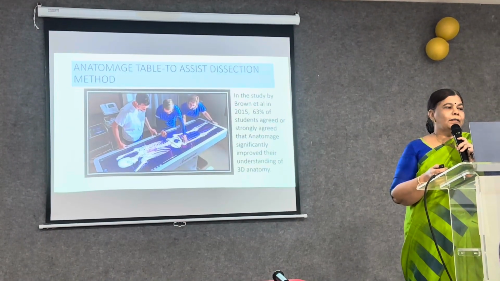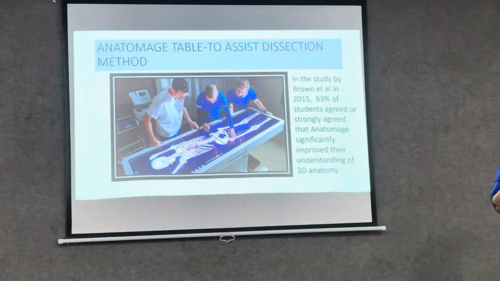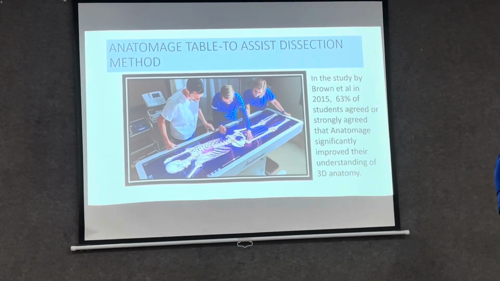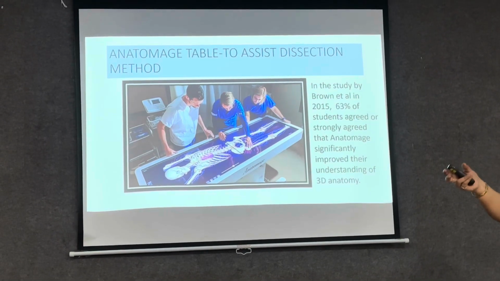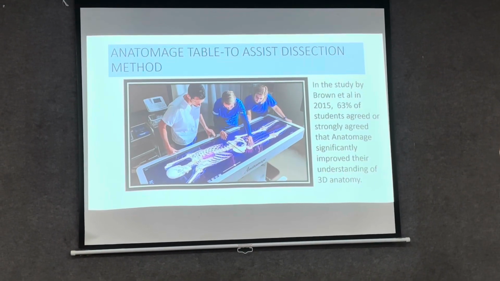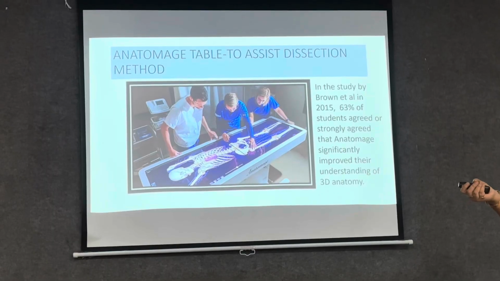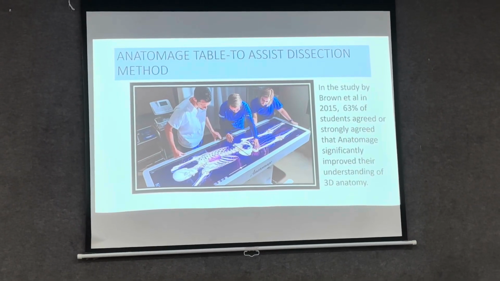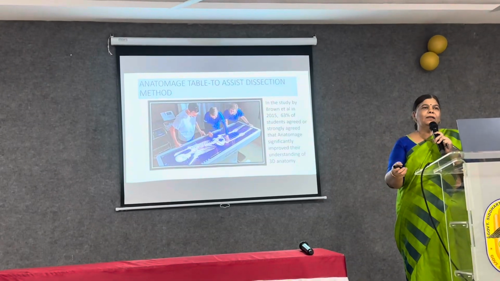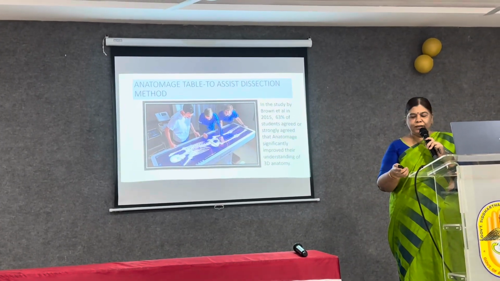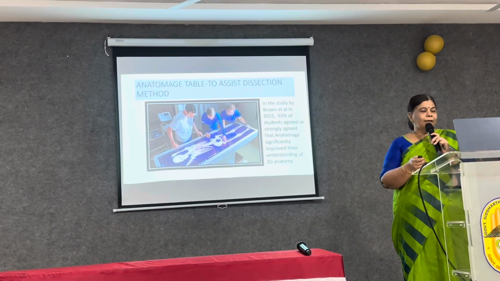We all know that it is coming now, the Anatomage table. So we should have dissection adjacent to that Anatomage table. Students should be taught in both. For 10-15 minutes, they should be explained on the Anatomage table, then they should be brought to the actual dissection, then they will understand really better.